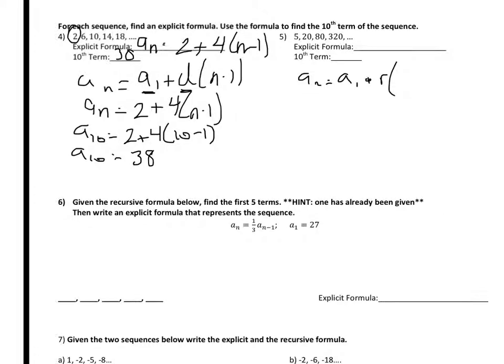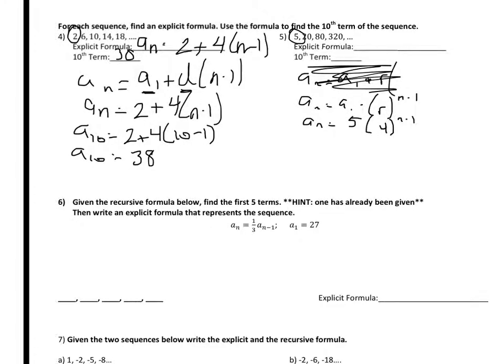Okay, oh, I mixed it up a little bit. Let me get back here. Okay, so sorry about that. It is a sub 1 times r to the n minus 1. So all I need is that first term and the common ratio. Well, the first term is 5, and we multiplied by 4 each time. And now it says find the 10th term.